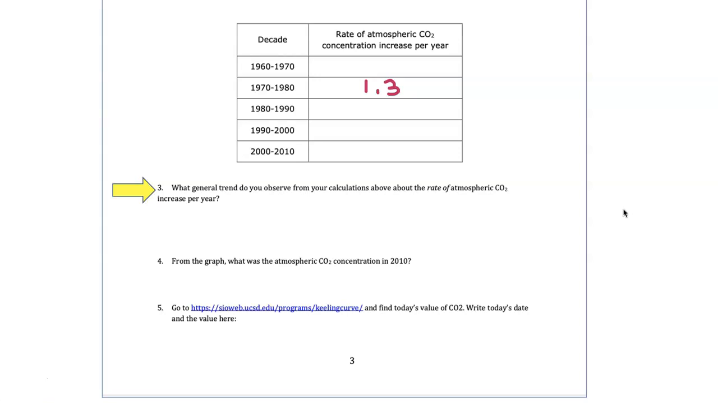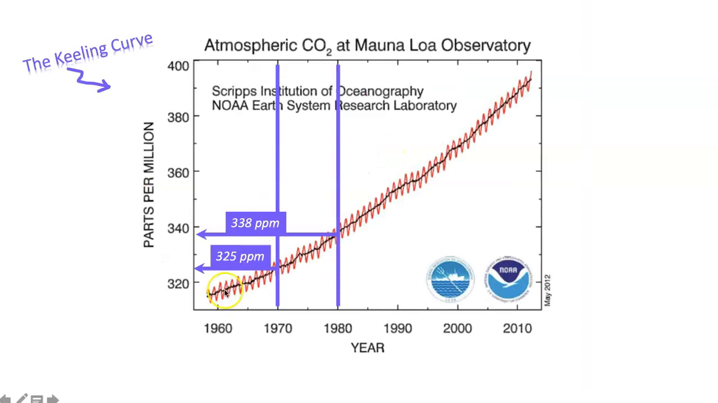Okay, so once you have that done, the next question says, what trend did you observe from the rate of atmospheric carbon dioxide increase? So we agree it's increasing, that's for sure. That was question 1. But is it increasing faster and faster? Is it accelerating? So if all of these numbers turn out to be around 1.3, then there's a steady rate of increase. It's not accelerating, it's not decelerating. If these numbers go down, let's say they go down to 0.9, 0.4, 0.3, then what that would mean would be that this curve is actually kind of flattening out like this.